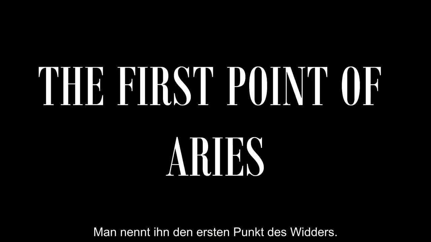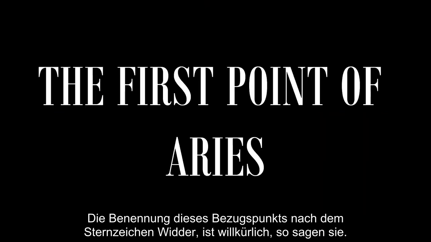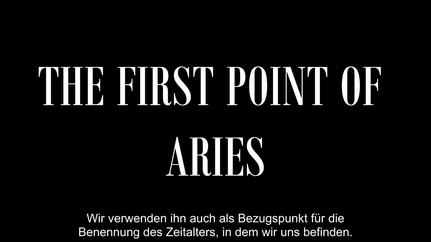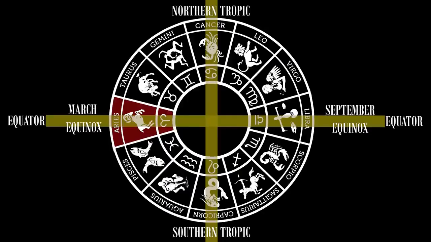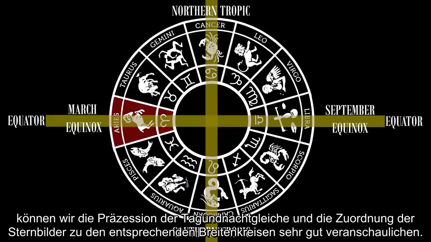It's called the first point of Aries. The naming of this reference point after the sign Aries is arbitrary, or so they say. We also use it as a reference point for naming the age we are in. And if we start in the age of Aries, we can illustrate the precession of the equinox and the designation of constellations to their corresponding circles of latitude quite clearly.